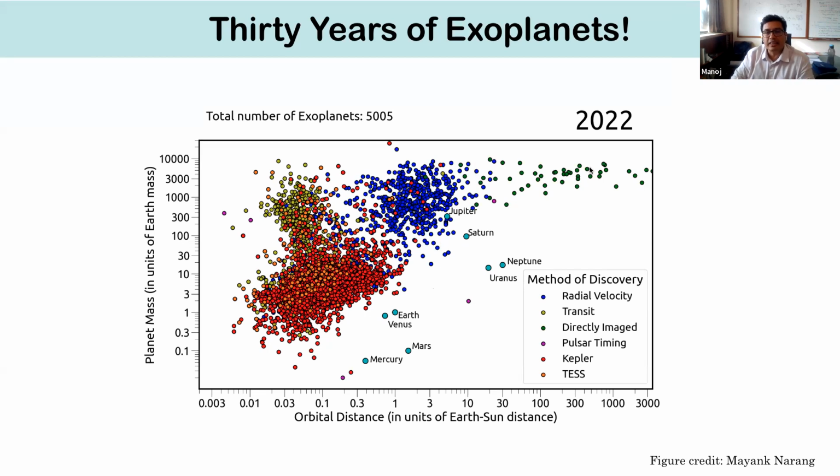But you also detect very extended systems, Jupiters or super Jupiters, planets which are much more massive than Jupiter. Jupiter is here, and this is the planet mass axis.